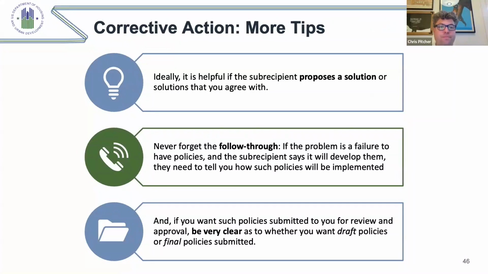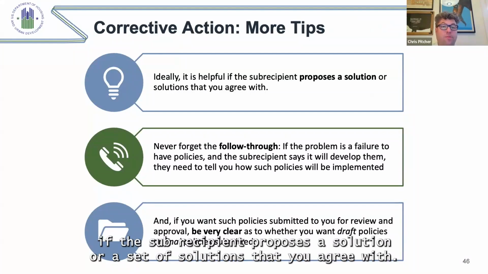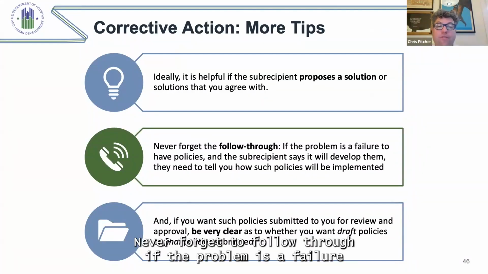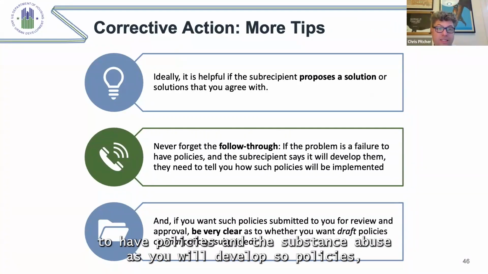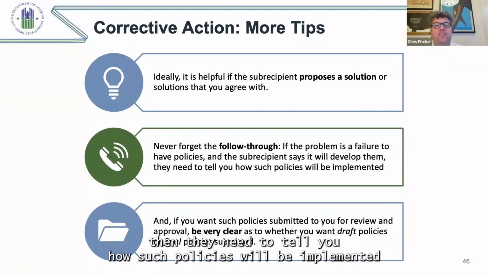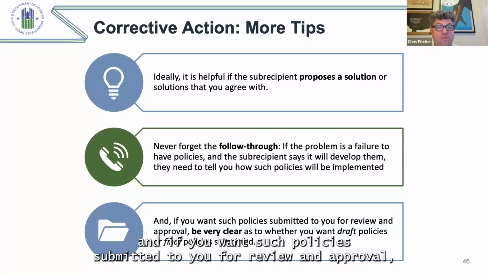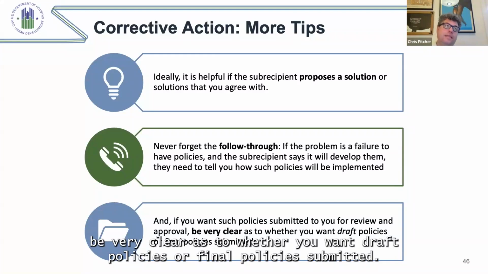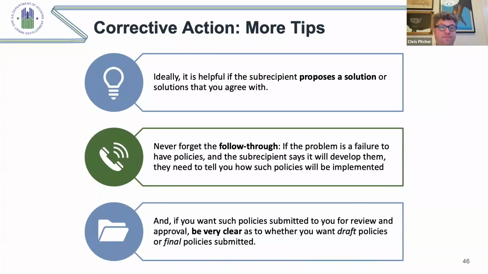Slide, corrective action. More tips. A list. Ideally, it is helpful if the subrecipient proposes a solution or a set of solutions that you agree with. Never forget to follow through if the problem is a failure to have policies and the subrecipient says it will develop said policies. Then they need to tell you how such policies will be implemented. And if you want such policies submitted to you for review and approval, be very clear as to whether you want draft policies or final policies submitted.